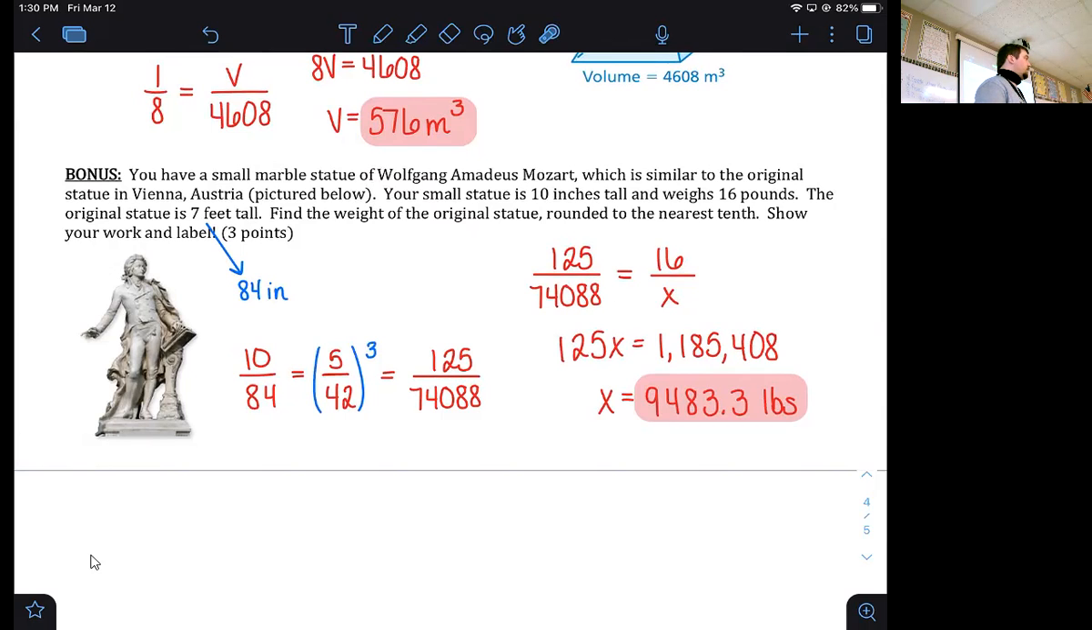Now I'm talking about weight. That's volume. Okay, a little science question for you there. With weight, you're talking about the space inside, the marble that makes up the statue. That's a volume. And because that's volume, I have to take this to the 3rd power. So my reduced side length ratio of 5/42 is going to get cubed to 125 over 74,088. I can then set it equal to 16 pounds, which is how much my small statue weighs. So how much will the actual statue weigh? Cross multiply, we'll find out that it's 9,483 pounds.